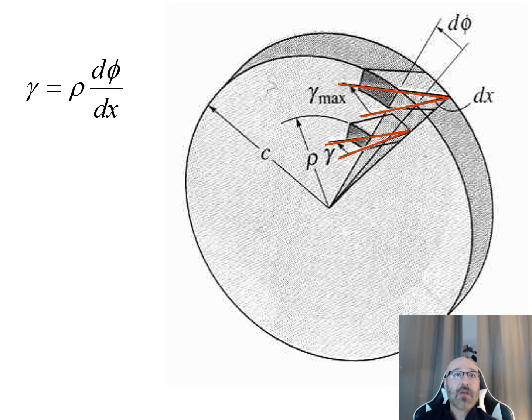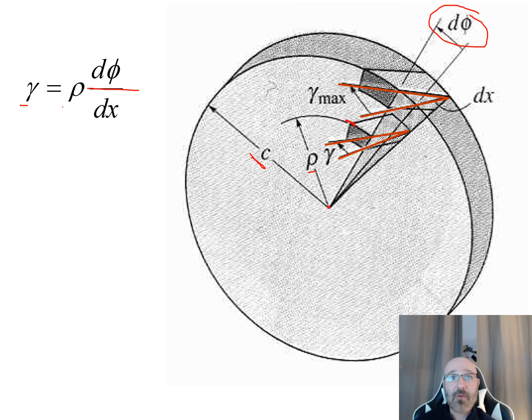So let's write down these equations again. Now we can see, for our gamma equal to our rho d phi dx, what is our d phi? If we look at a physical representation over here, take a slice of this hole. This is our center right down here. There's our outer radius C. There's our rho going up to the top of our element. So we can take a look at all that, and there's our rho value that we're plugging in.